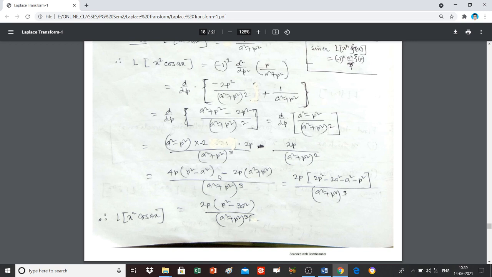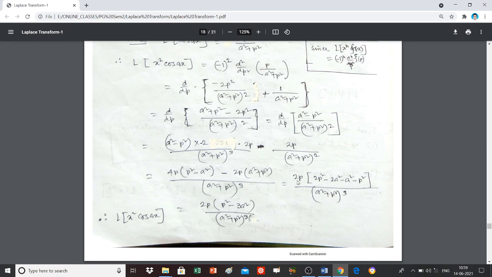After that, I am simplifying here at a glance. Therefore, the denominator will be (a square plus p square) whole cube. So this term is here, this two term, and this term should be multiplied by (a square plus p square). That is 2p into (a square plus p square). That is also written here. So here the denominator is (a square plus p square) whole cube.